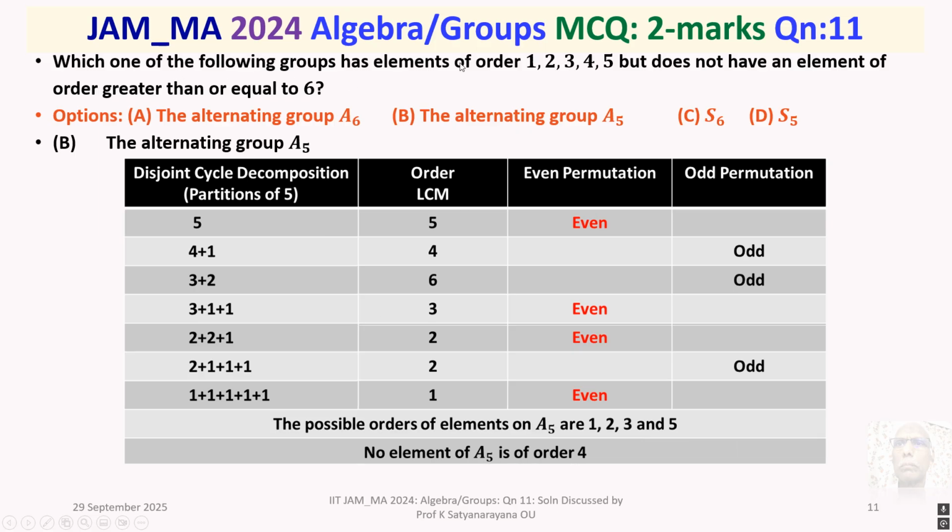But our question says we have to find that group which has elements of order 1, 2, 3, 4, 5, but 4 is not there. Therefore, it doesn't satisfy the given condition. Therefore, option B is not true. Right? So, the weakness of A5, not having an element of order 4, is exploited in this. We move to option A.